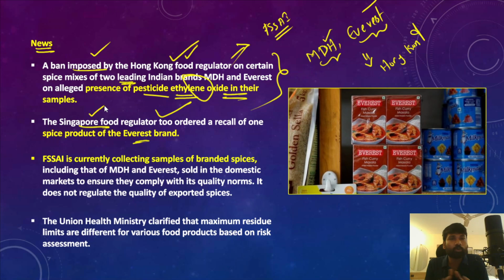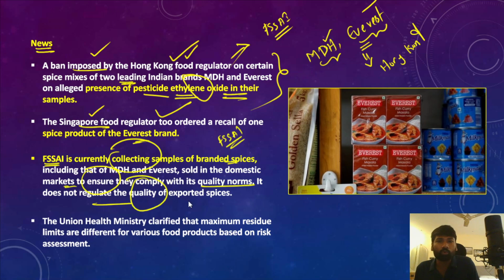However, now what is the responsibility of the Food Safety and Standards Authority of India? It will ensure that the food safety is maintained, and at the same time it also sets the standards for the food. Now the Food Safety and Standards Authority of India comes into the picture, and it has been collecting samples from both the brands of spices, both MDH and Everest. It has been collecting those samples, and especially the masalas or spices which are sold in the domestic markets, to ensure that both these spice brands actually comply with the quality norms and also the other standards set by the Food Safety and Standards Authority of India. However, it does not regulate the quality of exported products.